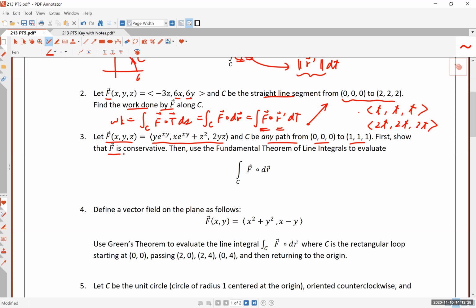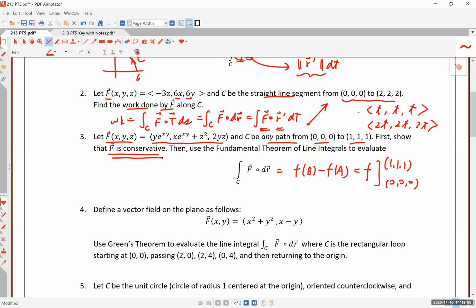First, show that F is conservative. There is a way to do that. And then use the fundamental theorem of line integrals to evaluate this. Remember what this is? It just depends on the beginning and end points, right? So once you find that potential function, lowercase f, this is what you do to find the answer. So that's good to know because it tells you to use the fundamental theorem.